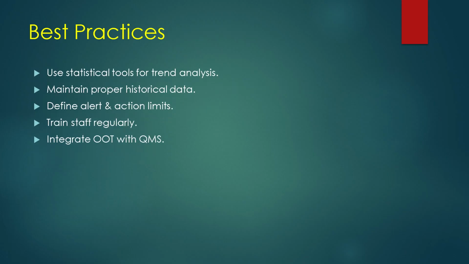Best practices for managing out of trend include the use of appropriate statistical tools to effectively analyze trends and detect variations. It is essential to maintain accurate and comprehensive historical data to support meaningful comparisons and evaluations. Clearly defined alert and action limits should be established to ensure timely identification of deviations. Regular training of staff is important to ensure proper understanding and implementation of OOT procedures. Additionally, integrating OOT with the quality management system enhances overall process control, compliance, and continuous improvement.